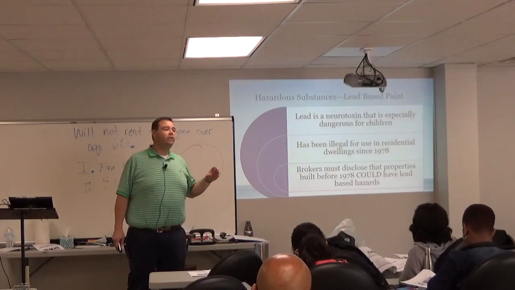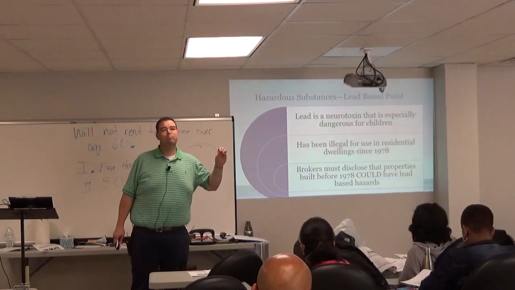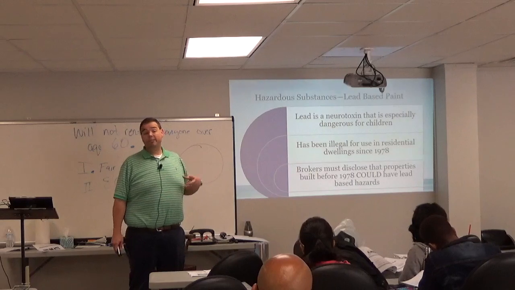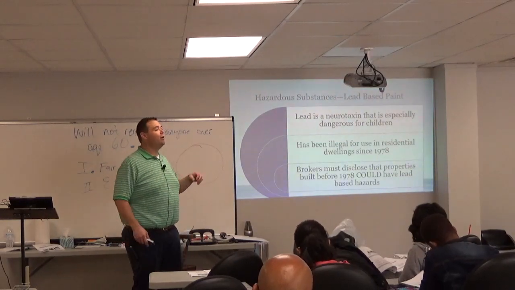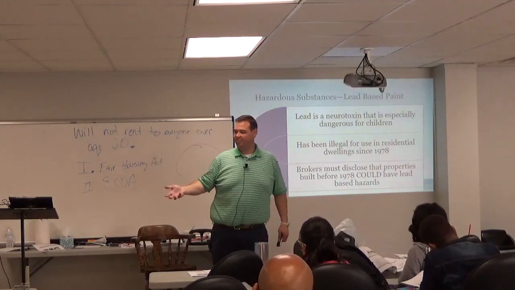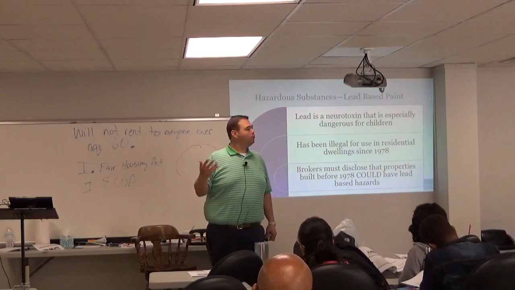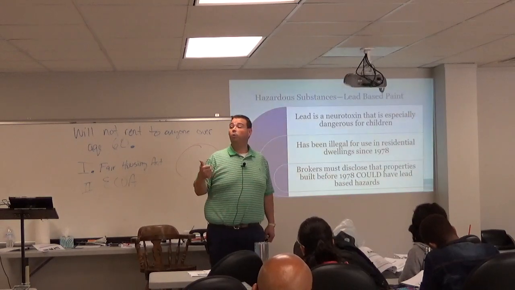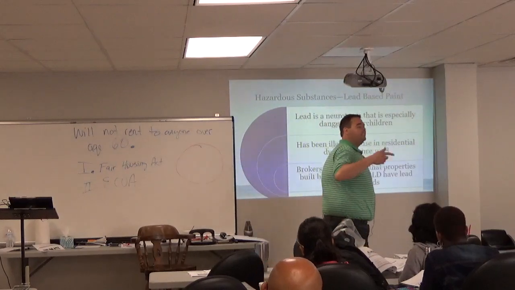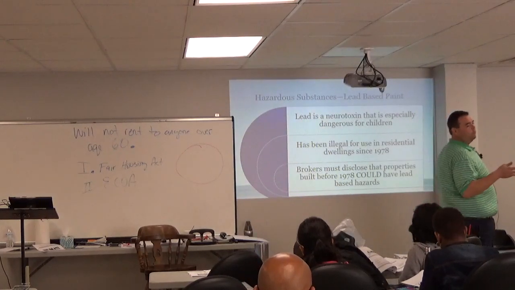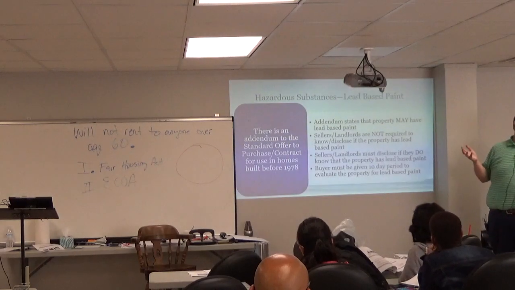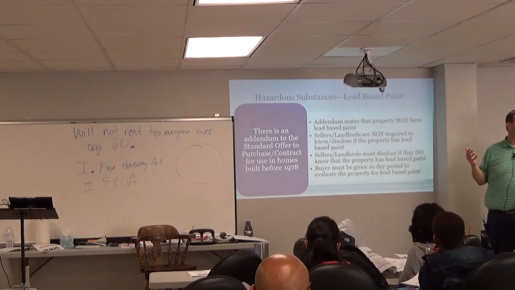Now what we say is that properties built before 1978 may have, could have, might have lead-based paint. Again, just like asbestos, we're never required to absolutely say yes, it has lead-based paint, or no, it doesn't. Does that make sense for everybody? What we're required to do is disclose either what we know or what we should have known. Realistically, the only way you can know if there's lead-based paint is if it's been tested, if a test has been performed.